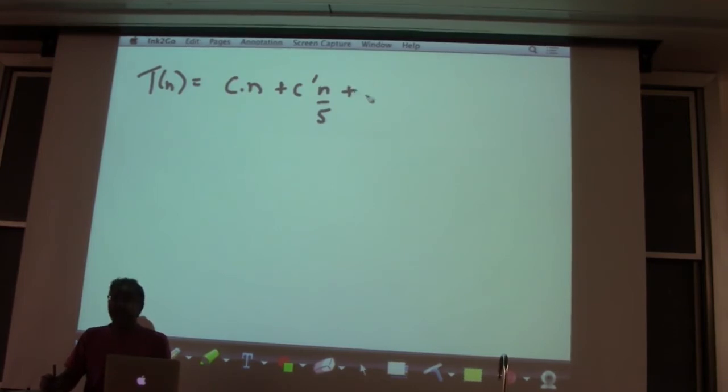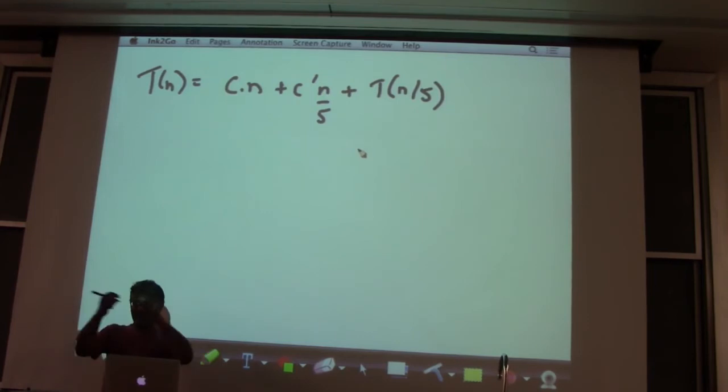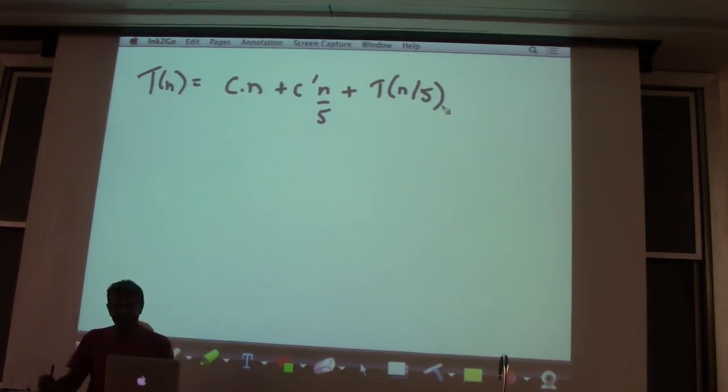Plus, I have to recurse to find the supermedian. So that's going to take me T of n over 5, because there are n over 5 medians. Who said n over 10? Someone said n over 10. And there are n over 5 groups, right? Each of them is a median. I've got to find their median. And then finally, the super recursion at the end will be what?